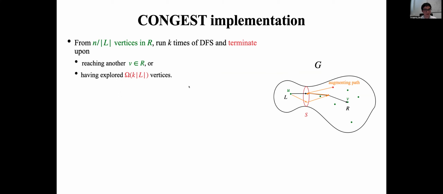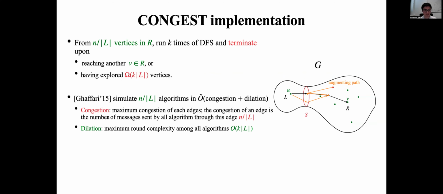And the basic idea to implement in the CONGEST model is to run this DFS simultaneously for every node in R. There is a paper by Ghaffari in 2015 that said to simulate n divided by L algorithms, which are those k times of DFS, you just need to do it in the CONGEST model in congestion plus dilation time.